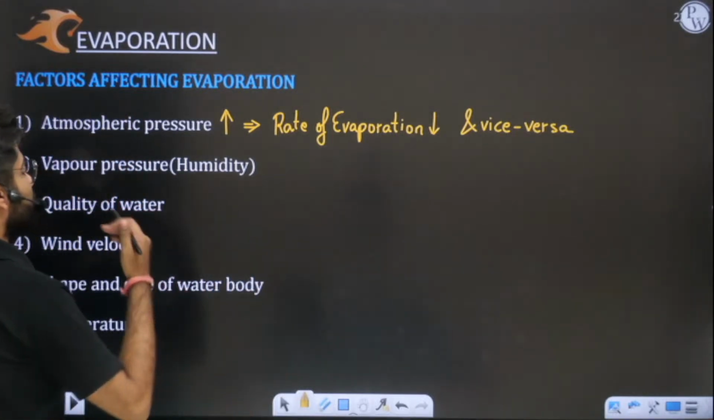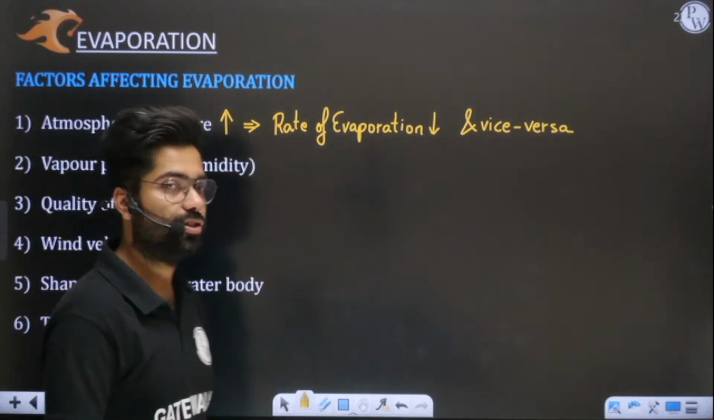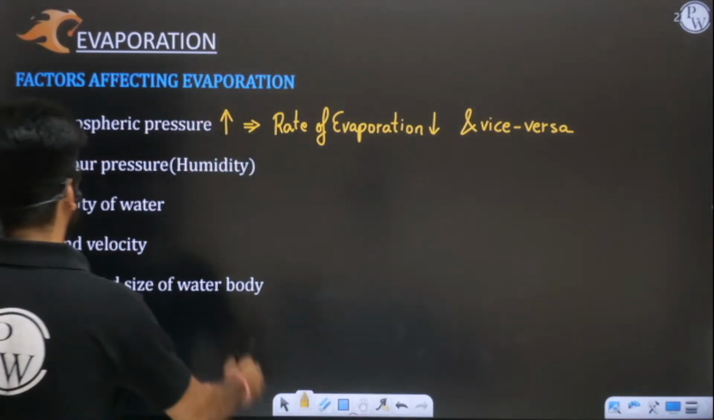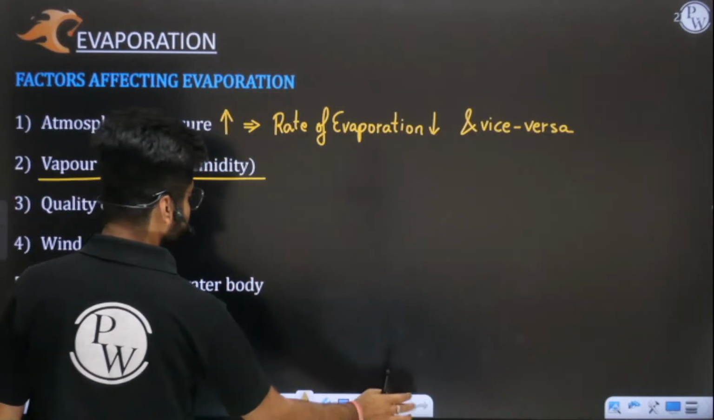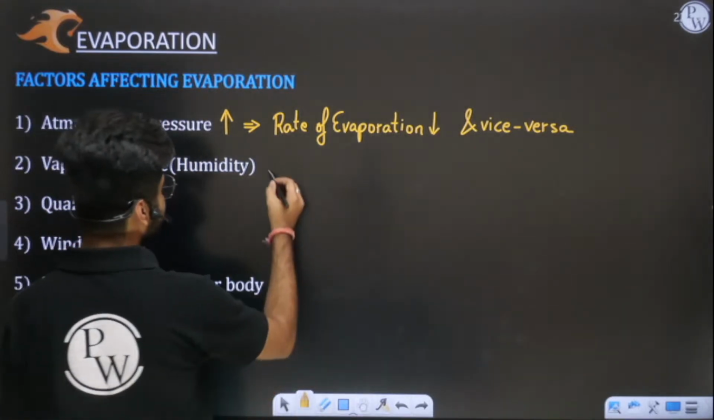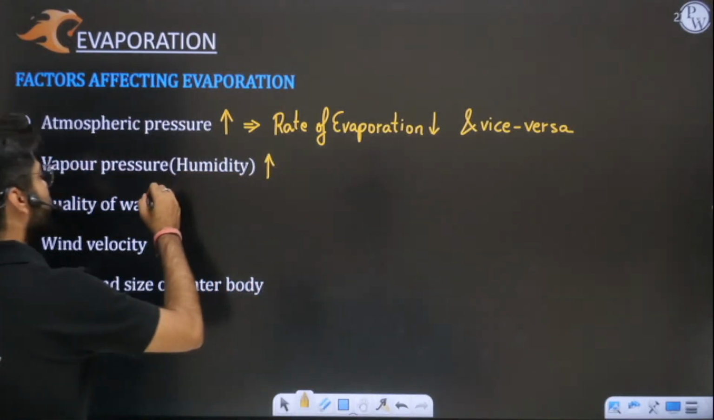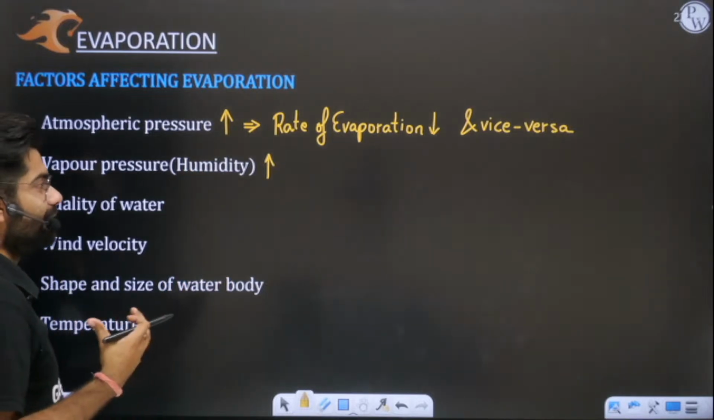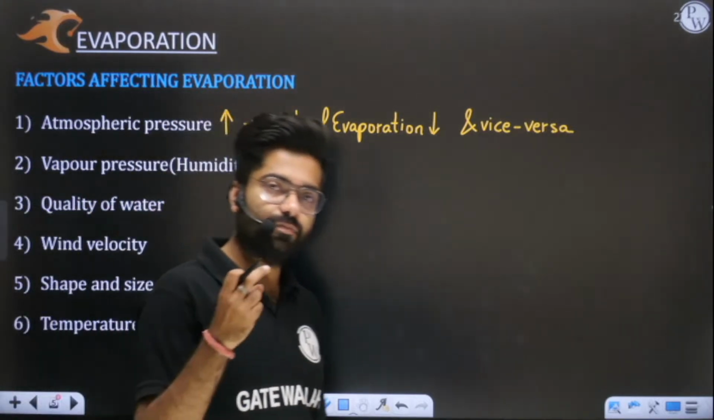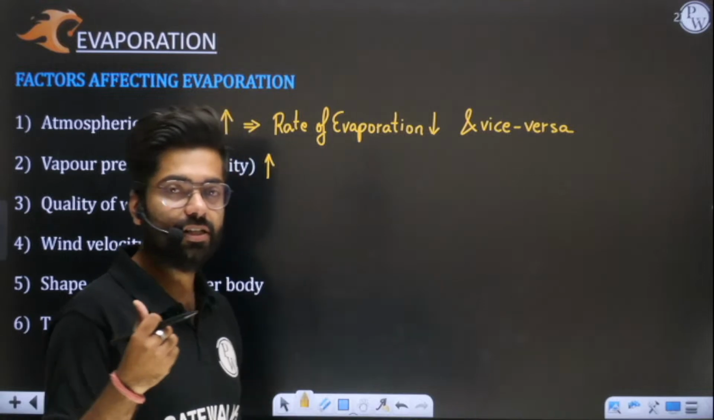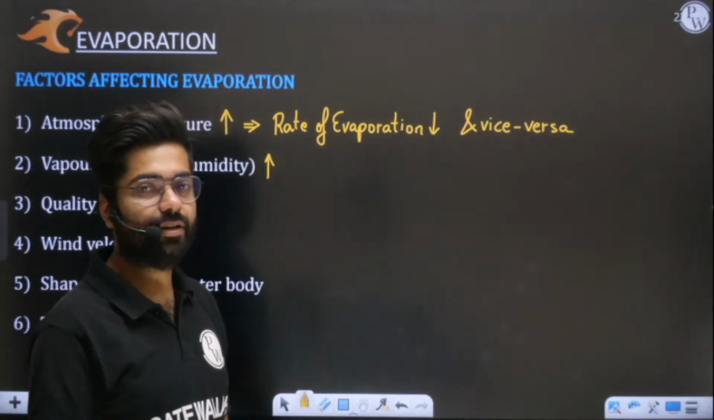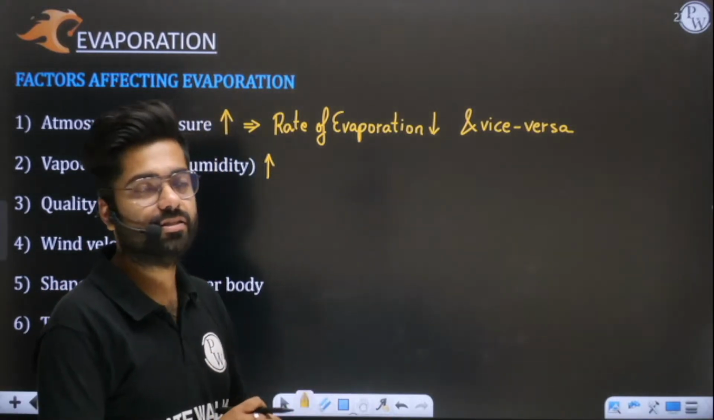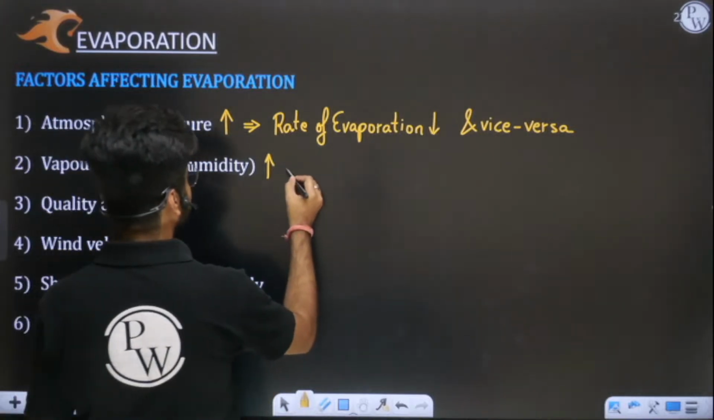We will discuss factors which are affecting evaporation. The second factor is vapor pressure. This you can easily guess. Tell me, if there are more vapors or more humidity, more moisture in the surroundings, in the environment, then evaporation will be more or less? Guess it. Tell me.